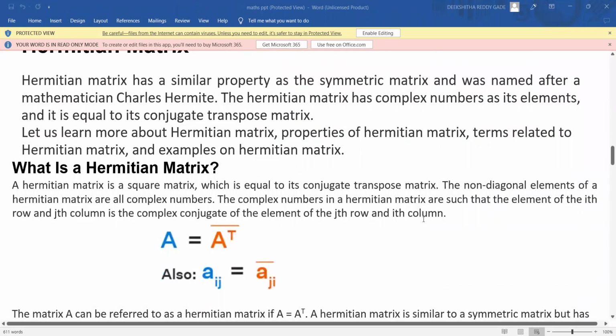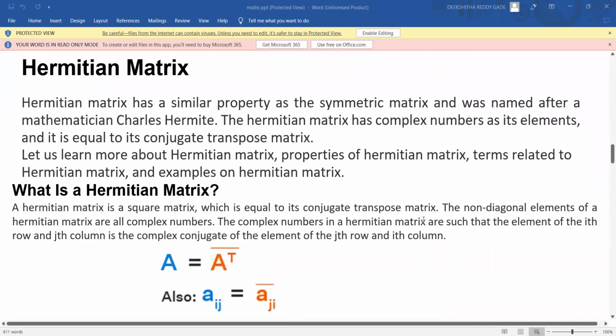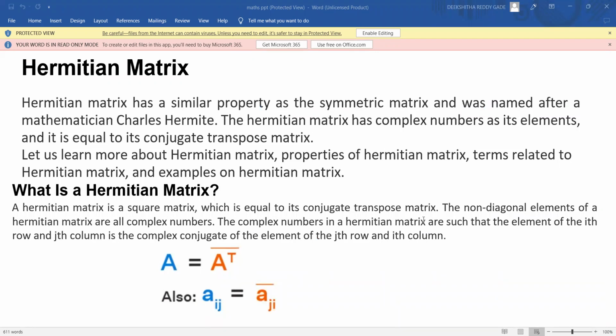What is a Hermitian matrix? A Hermitian matrix has a similar property as a symmetric matrix and was named after the mathematician Charles Hermite. The Hermitian matrix has complex numbers as its elements and it is equal to its conjugate transpose matrix. Let us learn more about the Hermitian matrix, properties of Hermitian matrices, terms related to Hermitian matrices, and examples of Hermitian matrices.